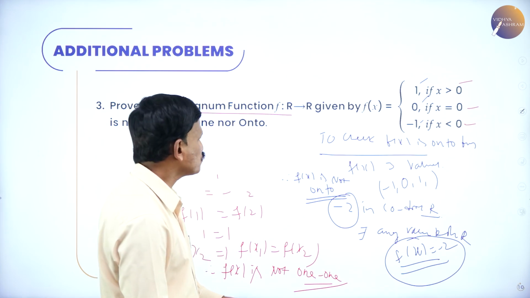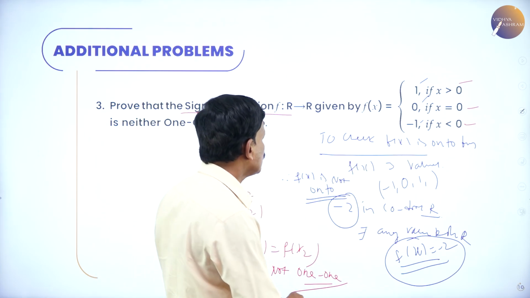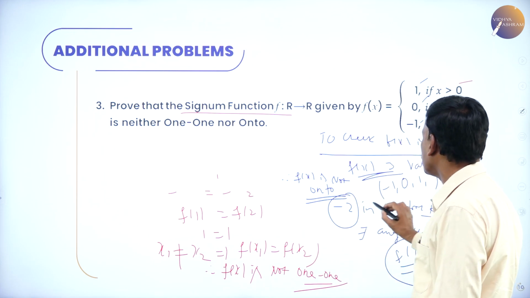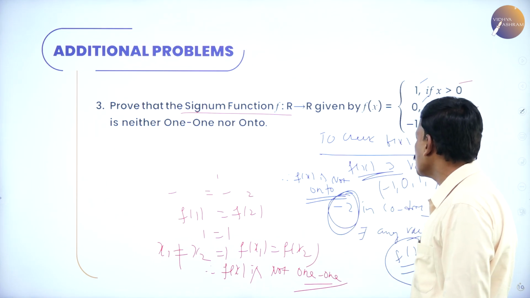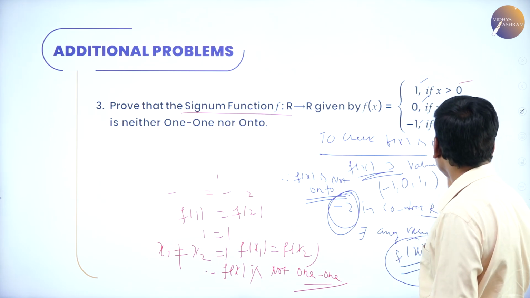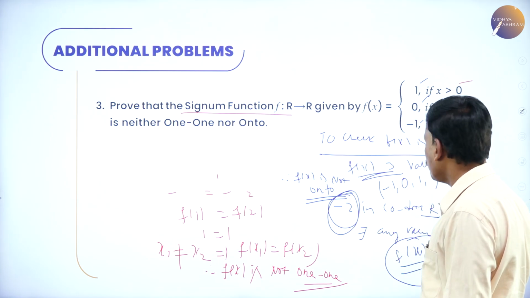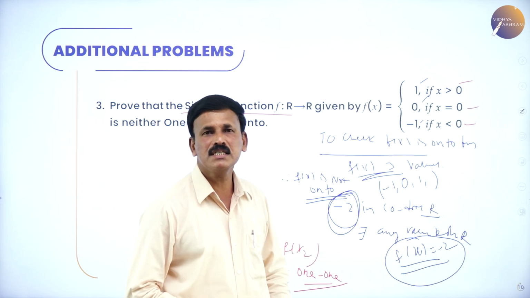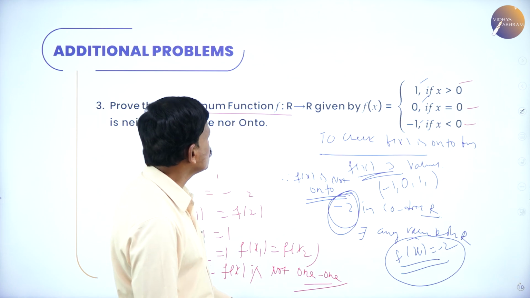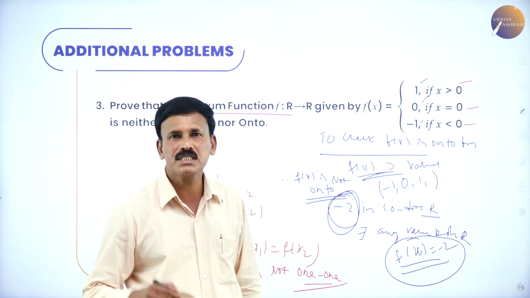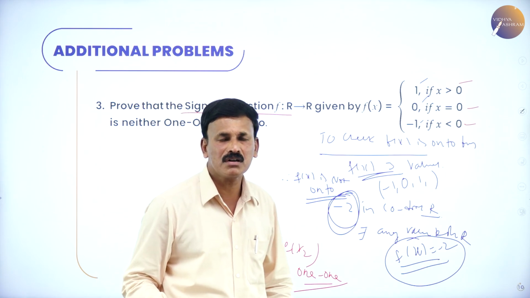See here. To check f of x is onto, since f of x contains three values -1, 0 and 1, suppose we consider -2 in the codomain R, there does not exist any value in R so that f of x is equal to -2. So therefore this is not an onto function. Hence f of x is neither one-one nor onto.